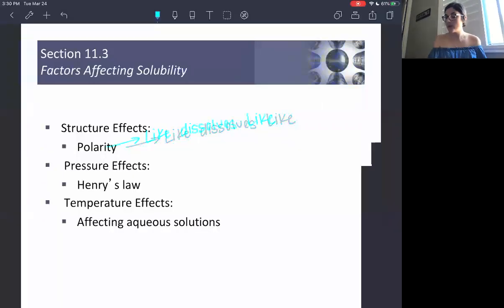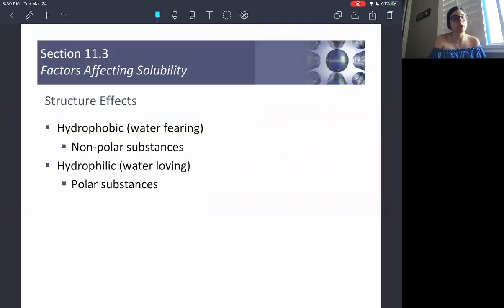Okay, so structure, referring to, once again, polar versus nonpolar, leads to two different types of substances, hydrophobic and hydrophilic. Hydrophobic is a word for water fearing. These are usually nonpolar substances. Once again, because of the lack of dipole-dipole interaction, the water molecules are just going to separate out.